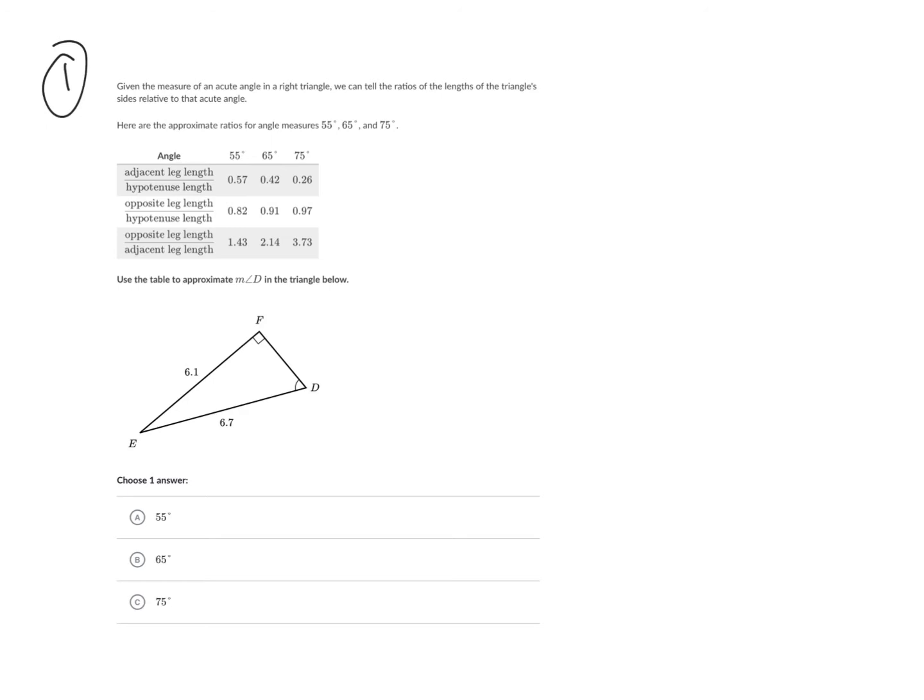Looking at our triangle here, if we're looking at angle D, the side across from it is opposite, next to it is adjacent, the longest side is hypotenuse. So we have the opposite and hypotenuse, so I'm going to look at this row of numbers here. And we want to figure out whether this is a 55, 65, or 75 degree angle. Well, I should be able to write opposite over hypotenuse, and when I divide that, I'm going to get one of these answers. Whichever one I get would tell me which angle.